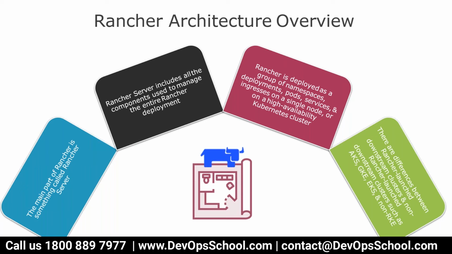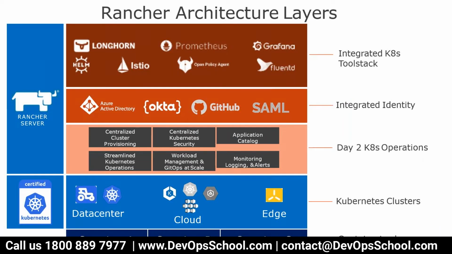But once again, if you are on the cloud, like GKE, EKS and all, load balancer setup is much easier. We'll do that one also, but later on. There is a difference between a Rancher launched downstream cluster and a non-Rancher launched downstream cluster, such as EKS and GKE. Okay, so this is the architecture layers. Look at this very carefully.